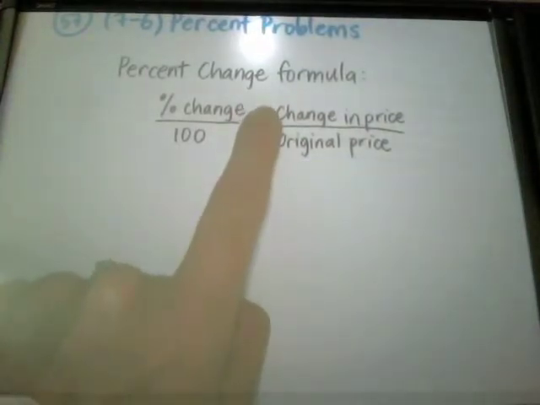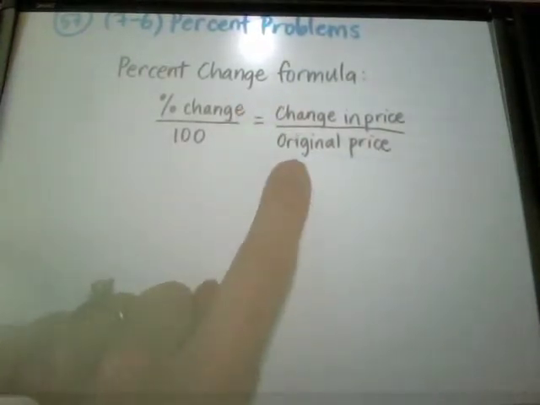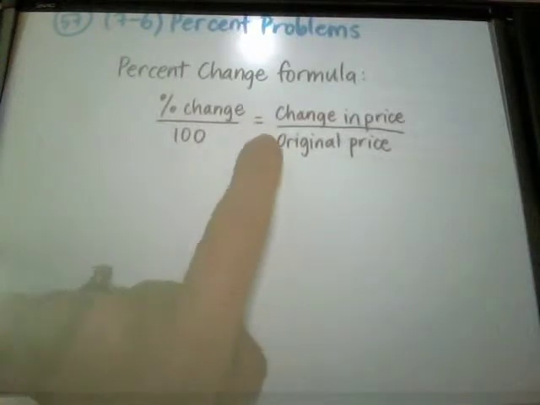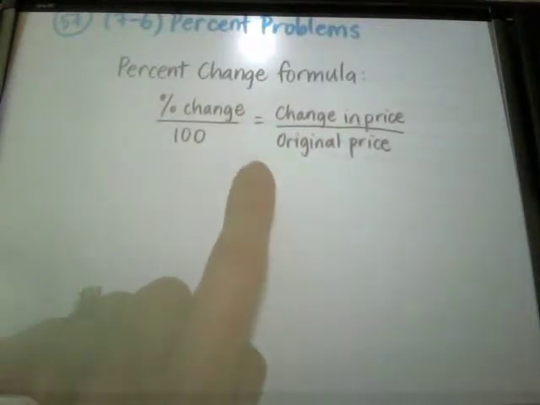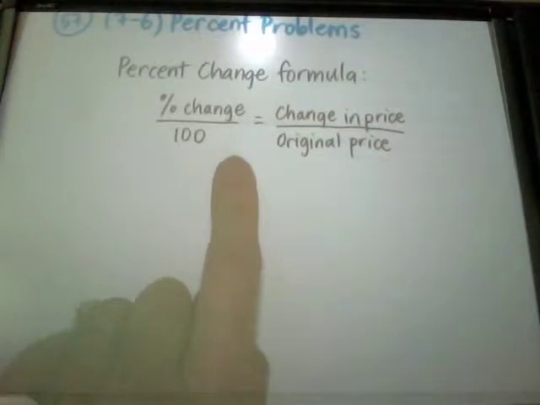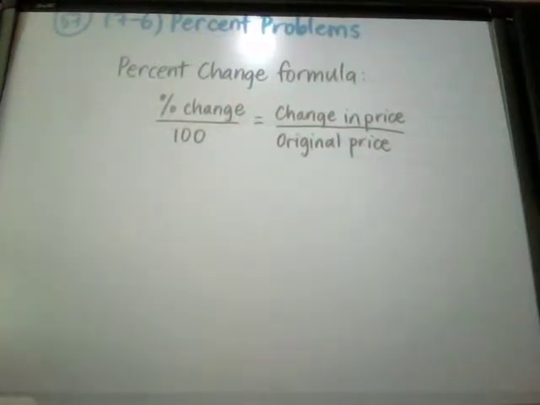Change in price, remember, means by how much money did it change. So if the shoes were $100 and then they were on sale for $75, your change in price would be $25. There's nowhere in the formula for new price. So be careful with that. I'm going to ask you to be using this formula for these problems. There are other ways to do them. If you choose any other way, you have to show your work.